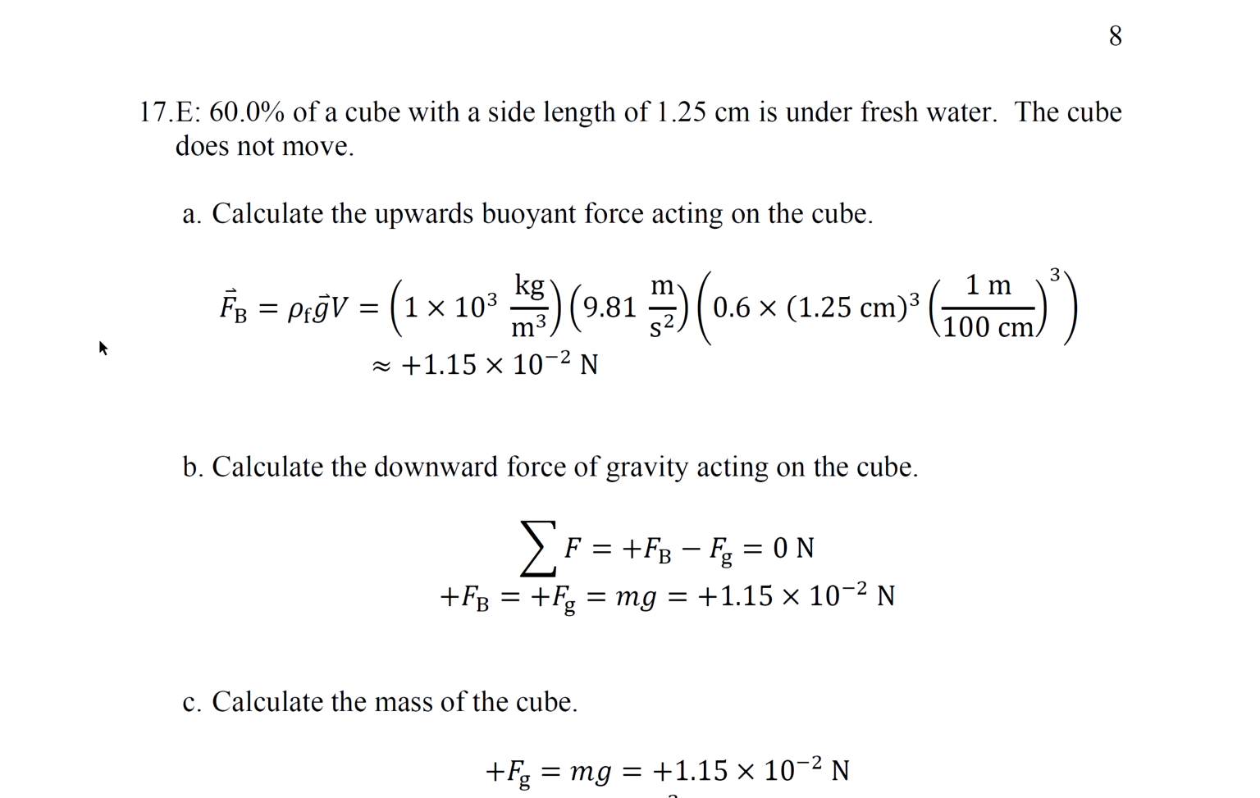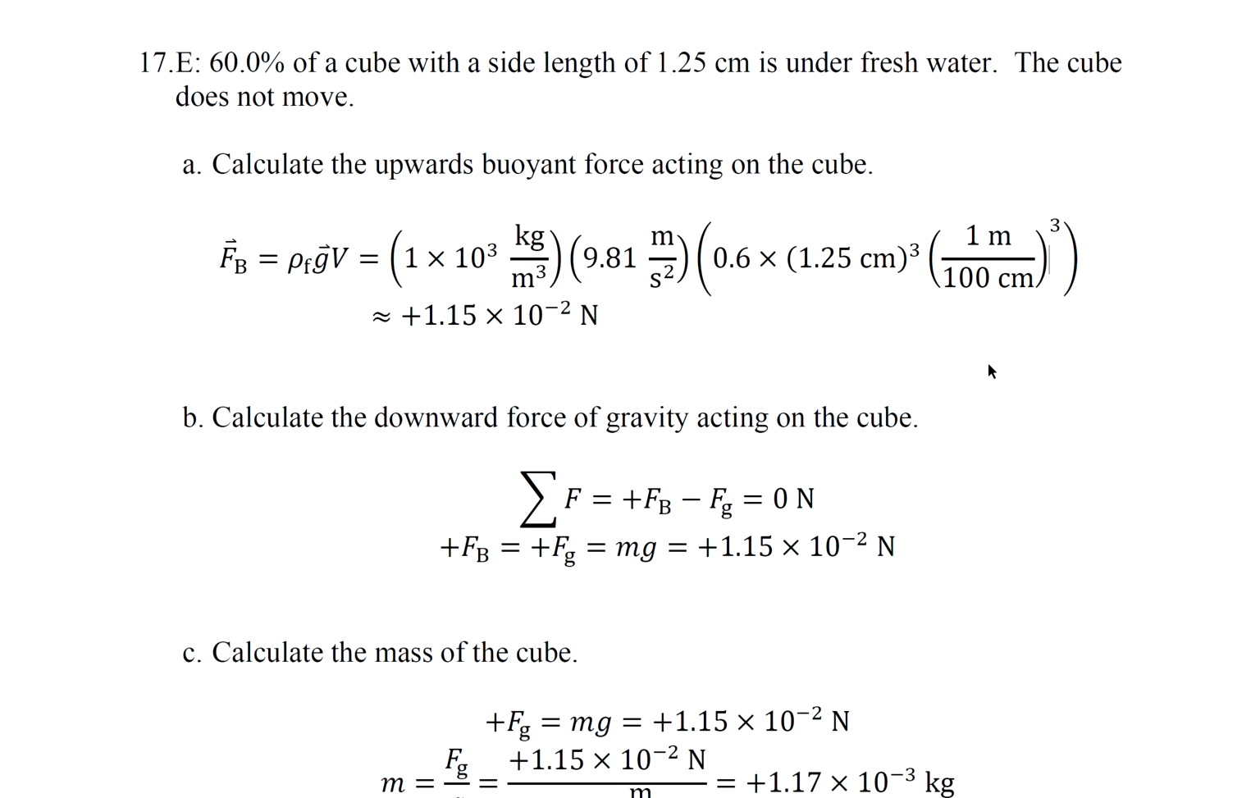So we're just going to use force of buoyant equals rho gV. And for V, we have a 0.6 here, because it's 60% under the fresh water. And we're going to convert centimeters to meters.